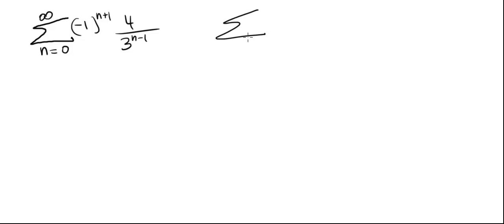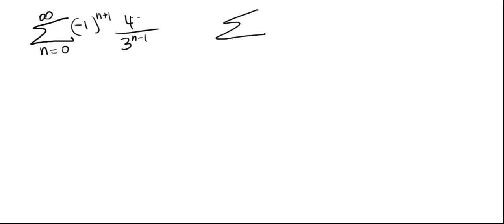We're going to look at the series n equals 0 to infinity of (-1)^(n+1) times 4 over 3^(n-1). We want to know, does this series converge or diverge? If it converges, what does it converge to? So we recognize this looks like a geometric series.